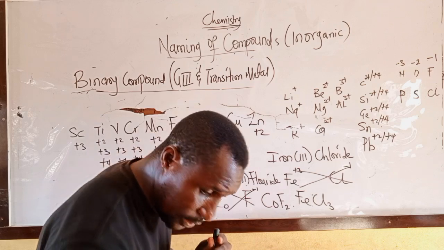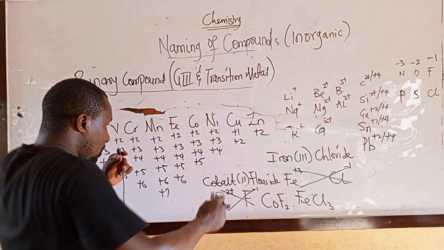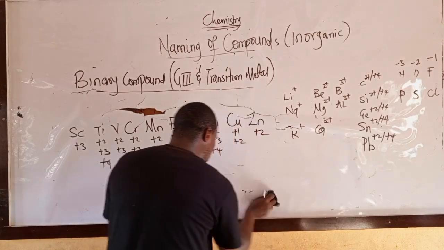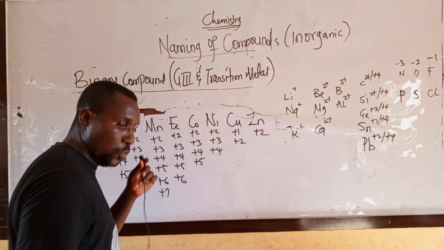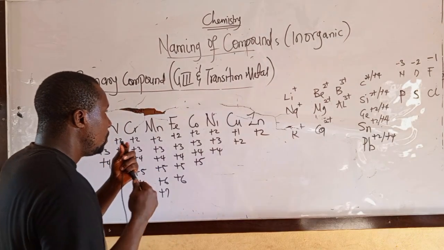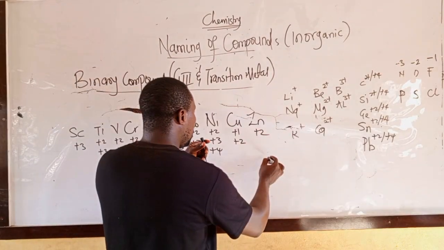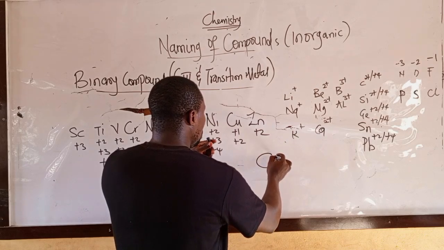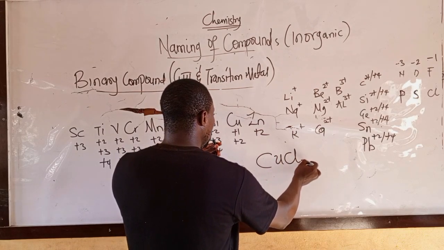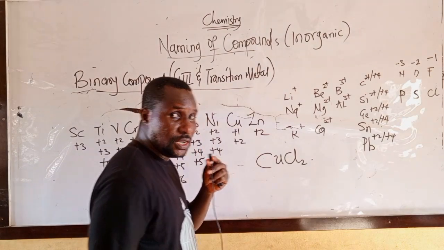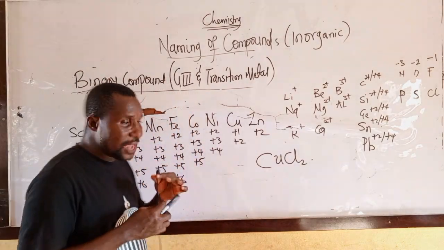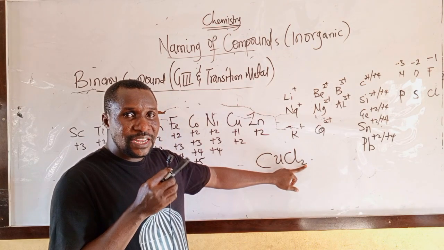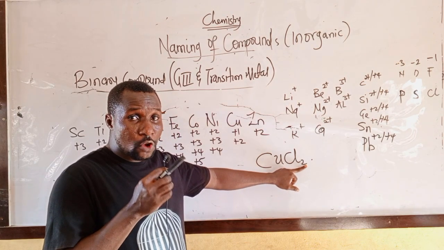If you have this, look at this. If I ask you, what is the name of this compound? Look at this: CuCl2. Take note, sometimes the number that is here does not necessarily show the oxidation number.